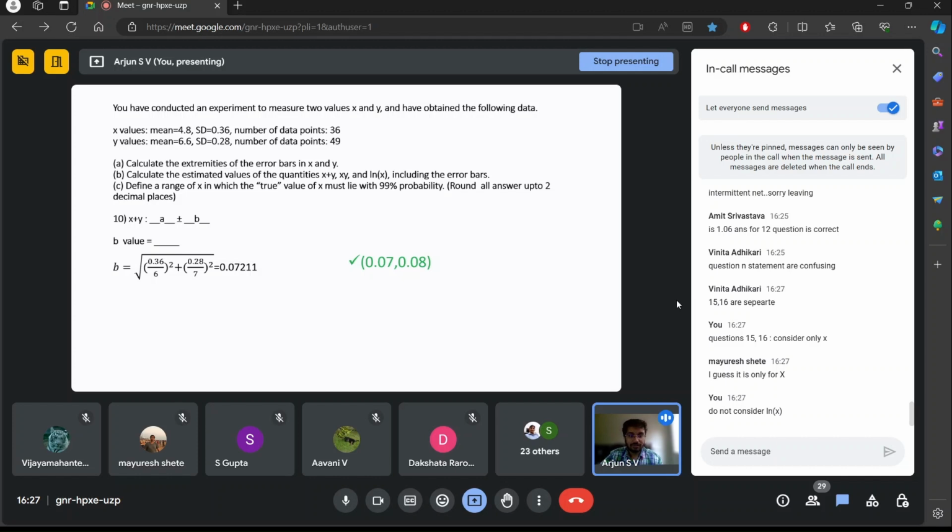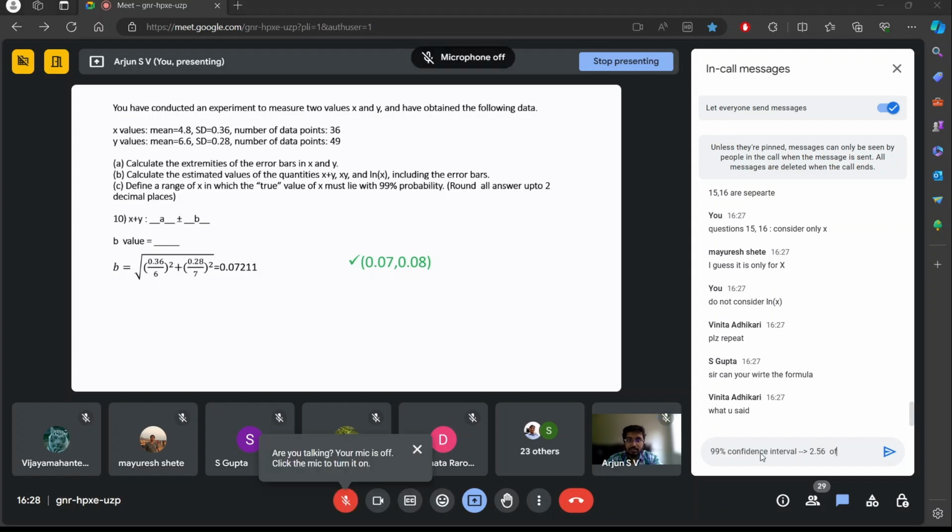This is for questions 14, 15 and 16. So they have asked us to report the lower and upper limits of x with a 99% probability confidence interval. I'll also type it in the chat box: 99% confidence interval. That would mean that you are covering 2.56 standard deviations of.